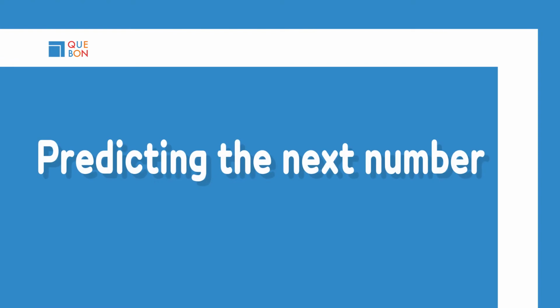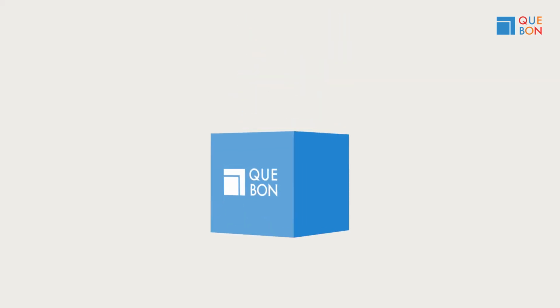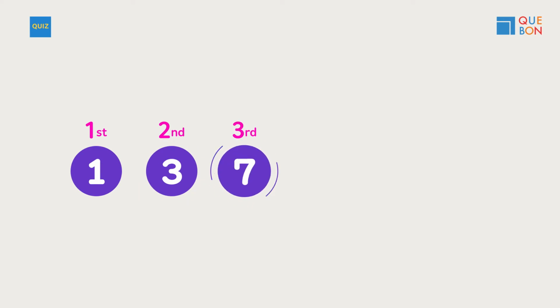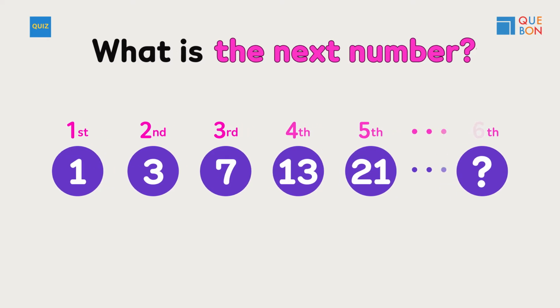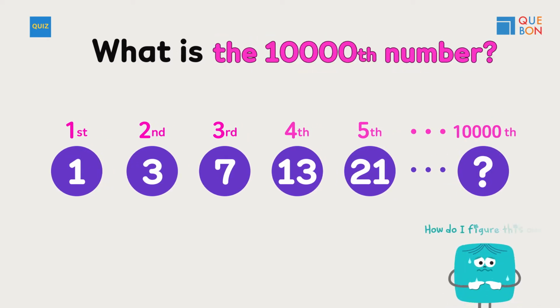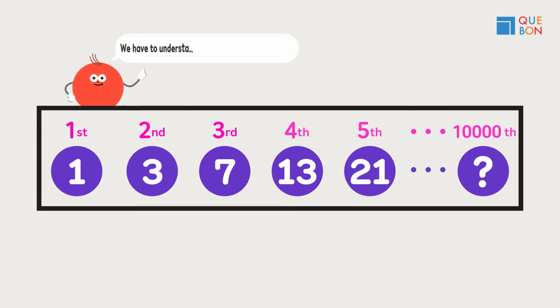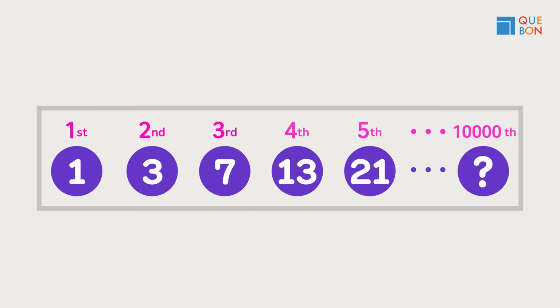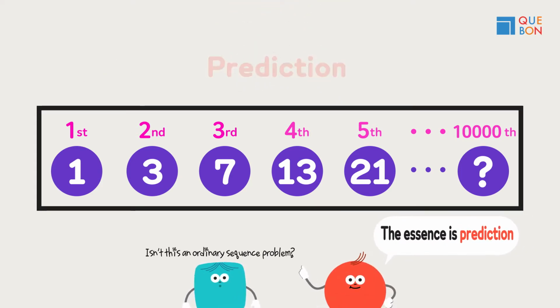Predicting the next number. Computational thinking. In order to answer this question, we have to understand the essence of the problem. This may seem like an ordinary sequence problem, but the essence of this problem is prediction.